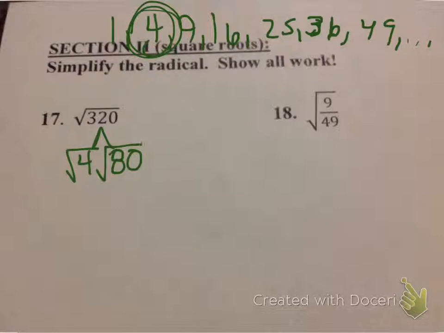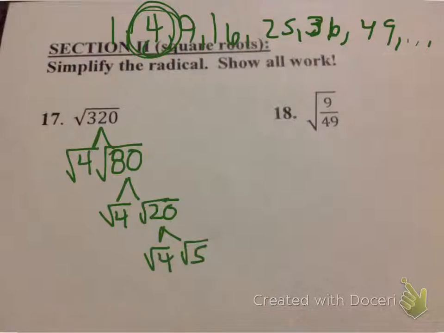Alright, now the square root of 320 is the same thing as the square root of 4 times the square root of 80. The square root of 80 is the same thing as the square root of 4 times the square root of 20. The square root of 20 is the same thing as the square root of 4 times the square root of 5. Okay?